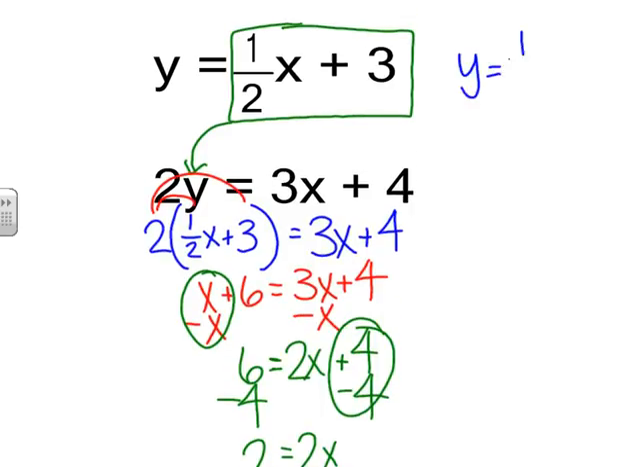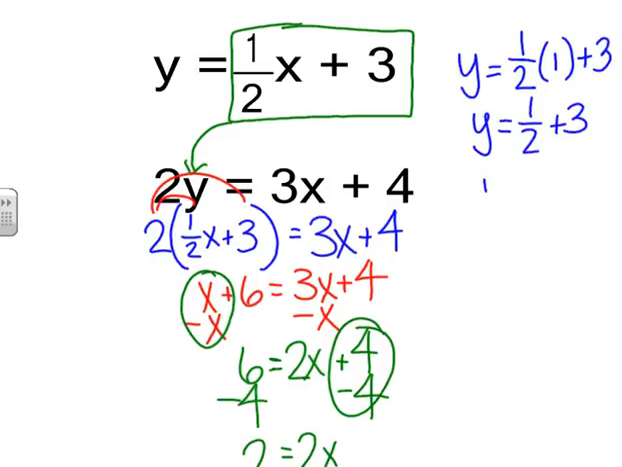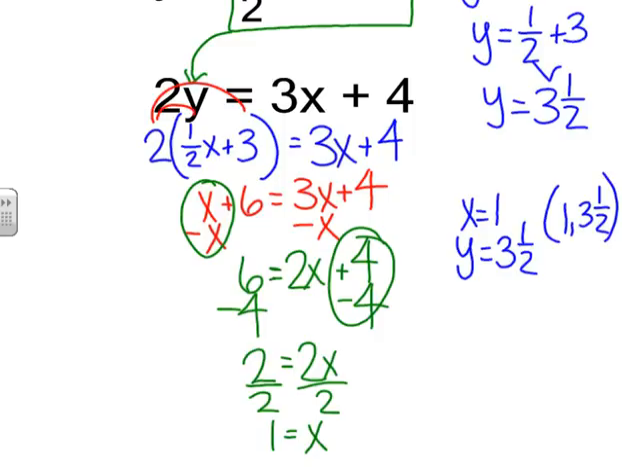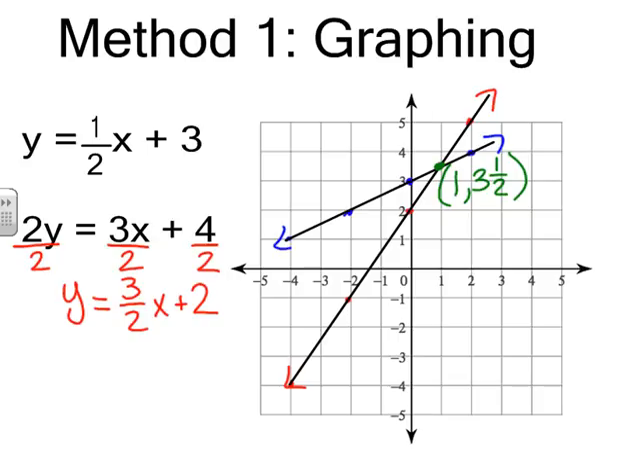So y equals 1/2 times 1 plus 3. So y equals 1/2 plus 3, which does equal 3.5. So our estimate was actually dead on in this example. So I can rewrite my solution. X equals 1, y equals 3.5, or the ordered pair. And that matches up with what we thought that it was based on our picture.